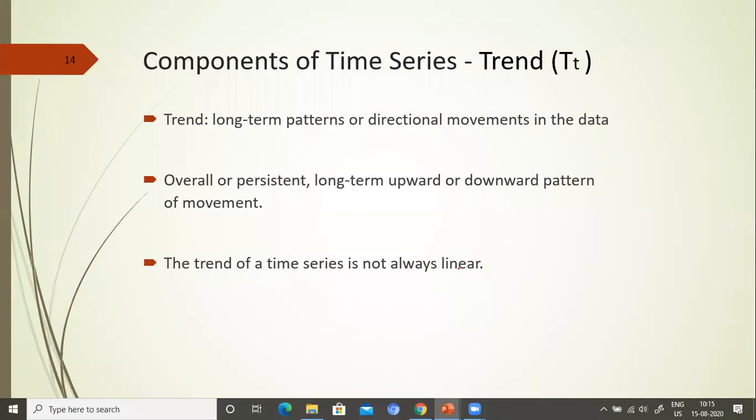It's not always a linear trend. It can be curvilinear, it can be quadratic, it can be polynomial, depending on the kind of trend that you have. Depending on that, you will choose the kind of regression line you want to fit, because here also the concept of regression is there, except that time is an independent variable.